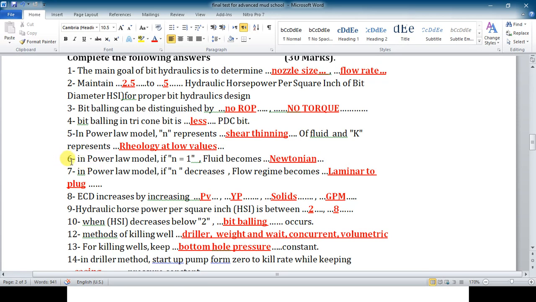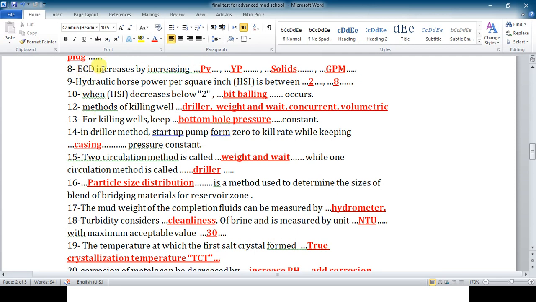Number six, in the power law model, if n equals one, the fluid becomes Newtonian. If n decreases, the flow regime changes from laminar toward plug flow, because the fluid becomes more and more viscous. ECD increases by increasing the plastic viscosity, increasing the yield point, increasing the solids and the gallons per minute, and other factors.